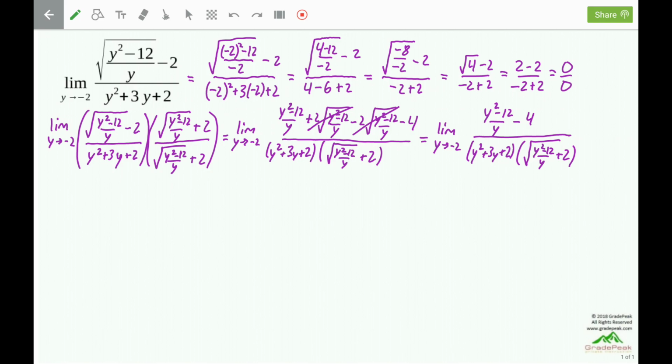And the form is now we have a fraction involving y in some way. And we can therefore try the common denominator method to combine with that 4. The common denominator is going to be a y, so I'm going to multiply that 4 by a y over y. That gives us the limit as y goes to negative 2 of y squared minus 12 over y, minus 4y over y, and then all of this over that same denominator. So I will just rewrite that exactly as we see it.